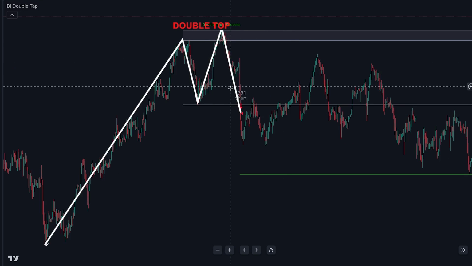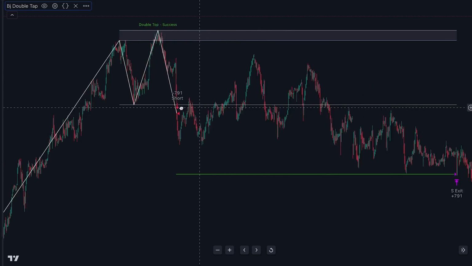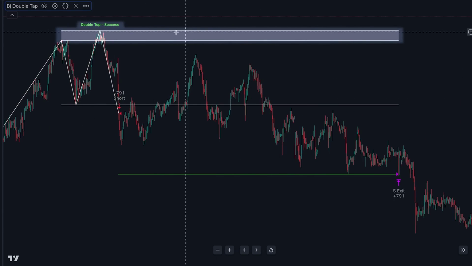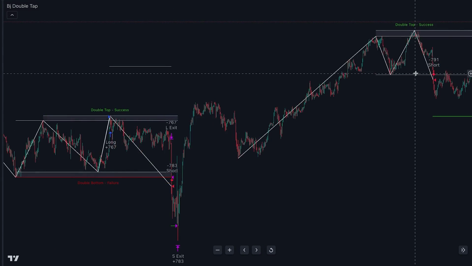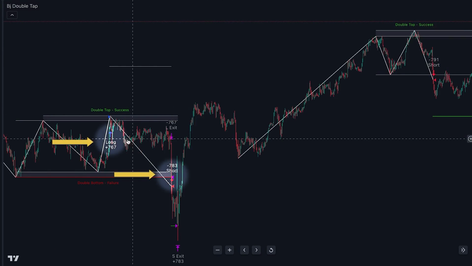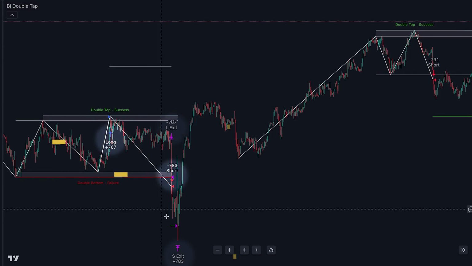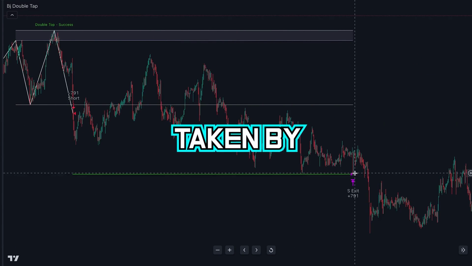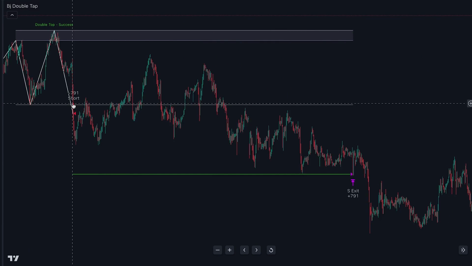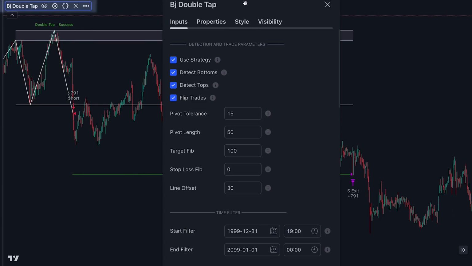As you can see, the indicator draws the structure of the pattern and creates a support or resistance level to indicate where the double top or double bottom occurred. You will also notice that there is a long or short trade created here and an exit. This is the trade that is automatically taken by the indicator. Let's go into the settings of the indicator and see what options we have available.